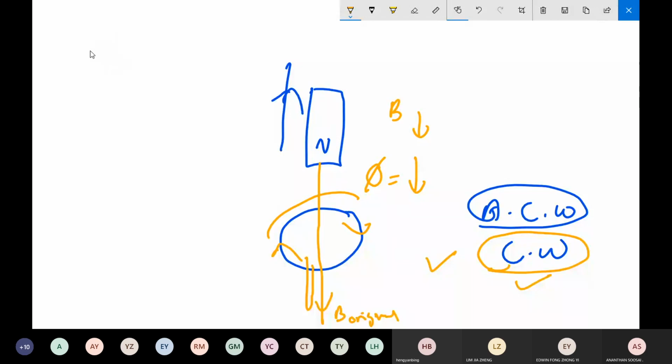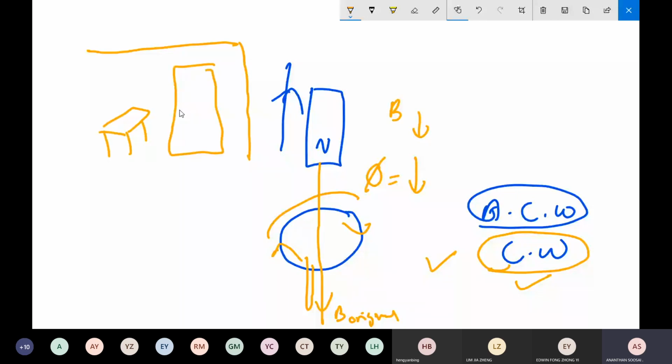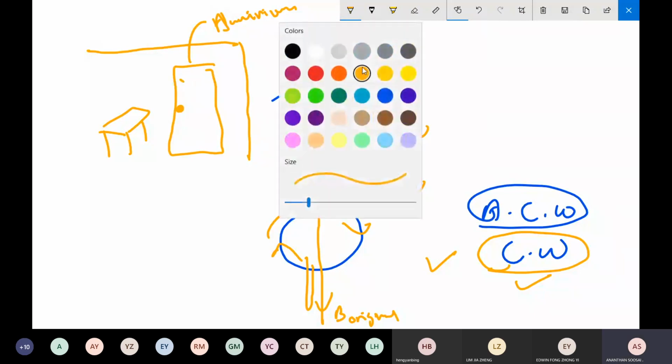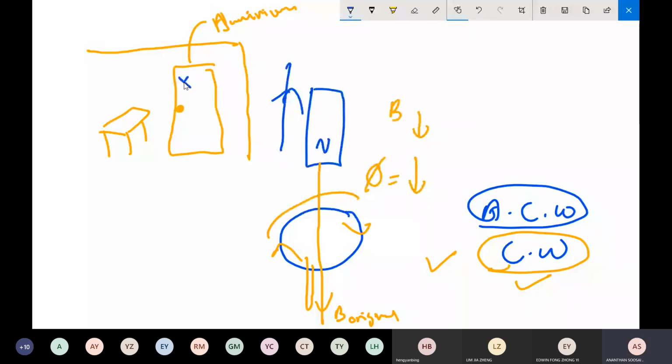In your classroom, you have the door. You have tables here at the side. You have the door knob. Let's say the door is made of an aluminium frame, and the door is closed now. Let's say Earth has its own magnetic field, and this position is pointed at the north pole of the Earth. So the magnetic field is into the door.